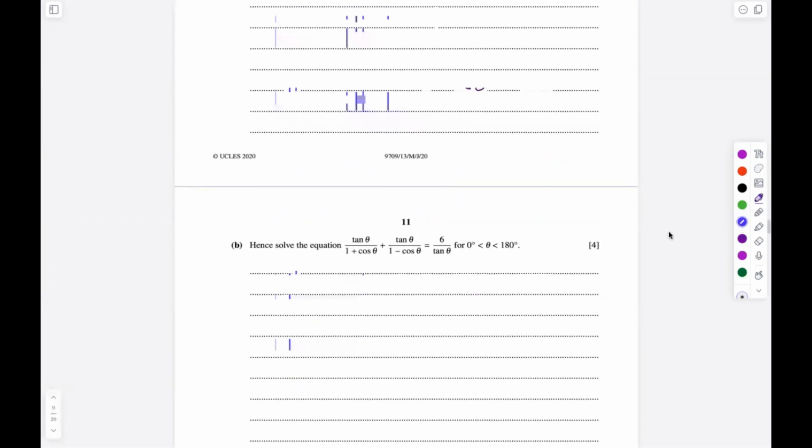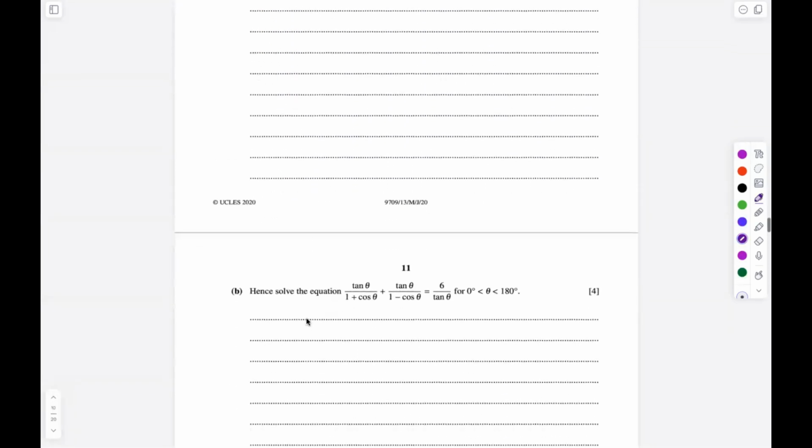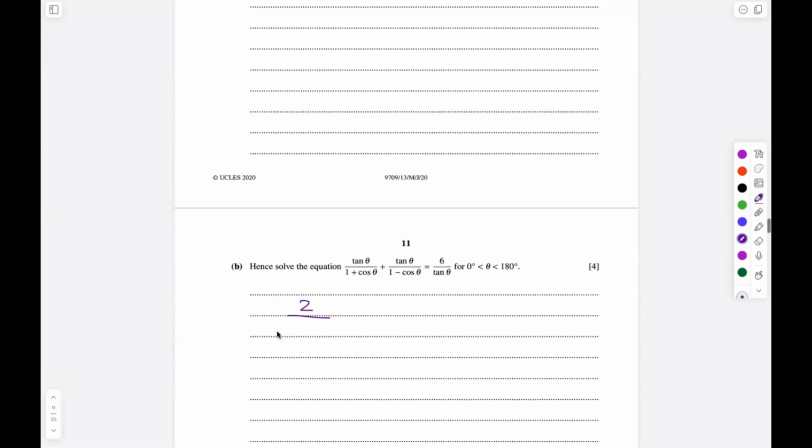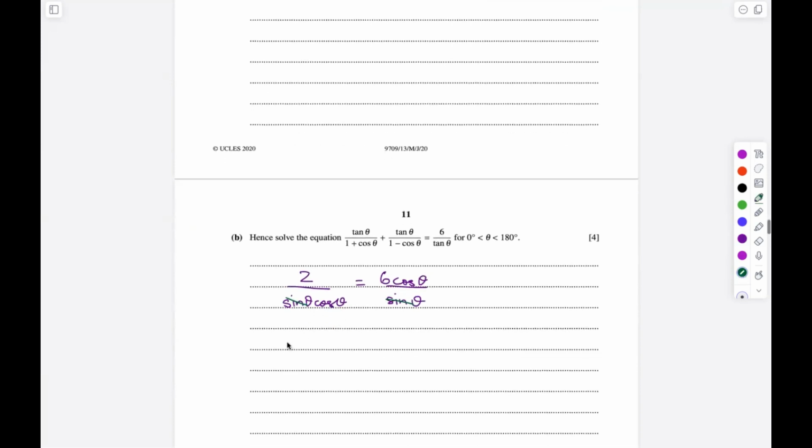In part B, it says that hence solve the equation tan upon 1 plus cos plus tan upon 1 minus cos equals 6 upon tan theta. Now we already simplified this expression to write it as 2 upon sine theta cos theta. And as tan theta is sine upon cos, this will become 6 into cos theta upon sine theta. So sine theta will cancel out and we'll get cos squared theta equals 2 upon 6.